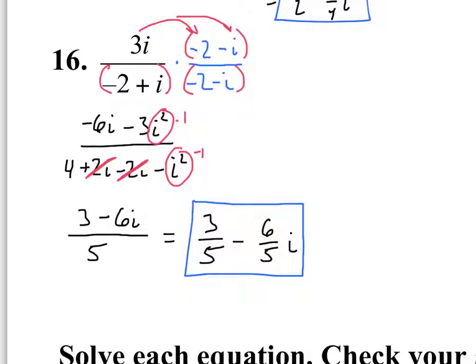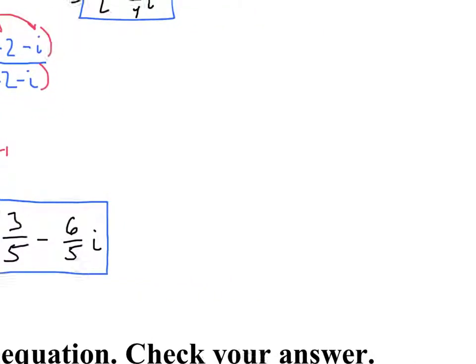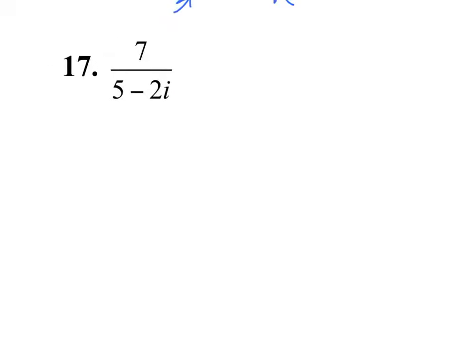Questions on number 16? No? All right, then we have one more to do. Let's take a look at number 17. We'll work this one together quickly. We're going to multiply the top and bottom by the conjugate. What is the conjugate? 5 plus 2i, because it's always the conjugate of the denominator. So this is 5 plus 2i.